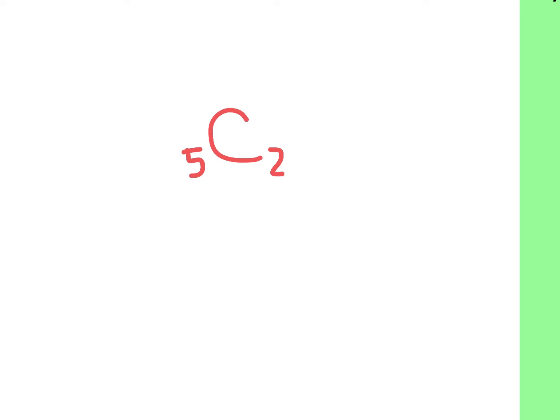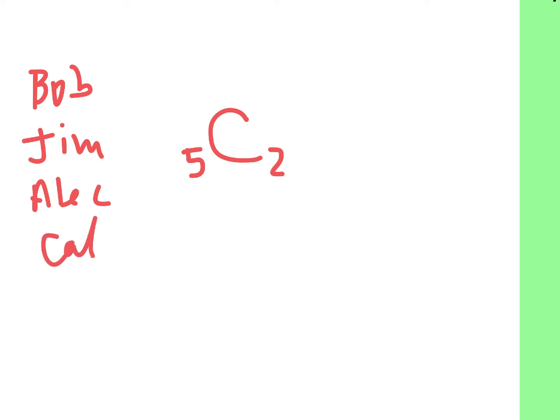So if you have Bob, and this is a boys basketball team, so Bob, Jim, Alec, Cal, and Zodi. So you got these 5 in there. We can take out any 2 players. Could I take out Bob and Alec? Sure. How many different combinations could I take out?